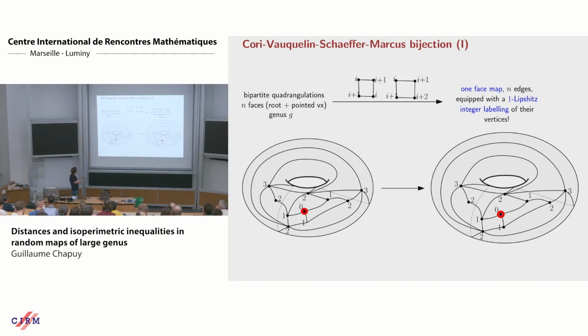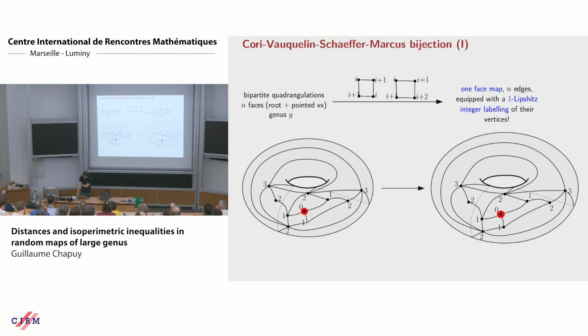And then you realize, because your graph is bipartite and by the triangle inequality, the label has to vary by exactly 1 between 2 vertices. Now if you look at a face of your map, if you call I the minimum label in your face, you have only 2 types of face. Maybe you have I plus 1, I plus 1, or I plus 1, I plus 2, I plus 1. It's just an observation that comes from the triangle inequality.